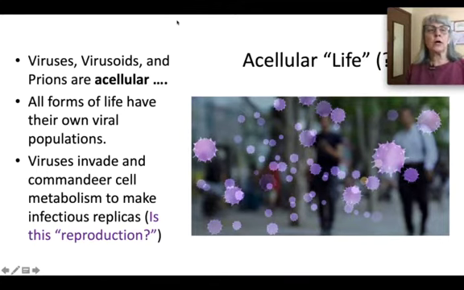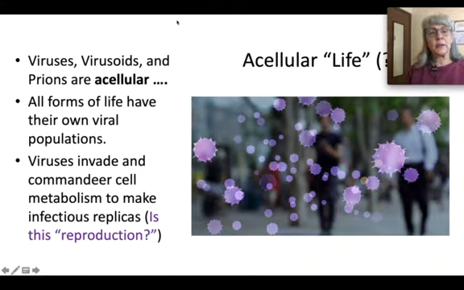So anyhow, viruses, virusoids, and prions, which are subviral particles, we know are not cells. They're acellular. Even though they are not cells, they actually would infect all forms of life. So there are viruses that will infect plants, animals, protozoa, even bacteria, and that's one thing that we all know, that they infect all forms of life.